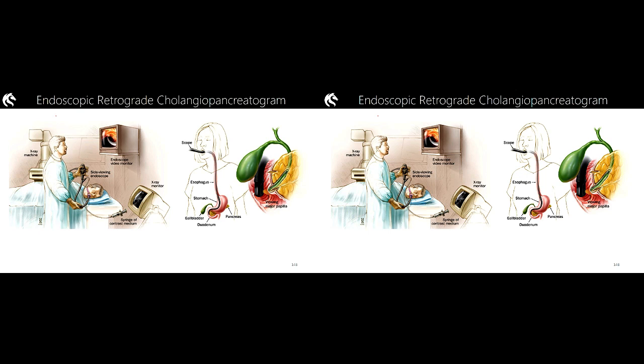Let's break that word down. Endoscopic, we're using a camera on a tube. Retrograde, we're going to be injecting contrast in the opposite direction to the way bile comes out. Cholangiopancreatogram, we're taking pictures of the pancreas and bile systems.